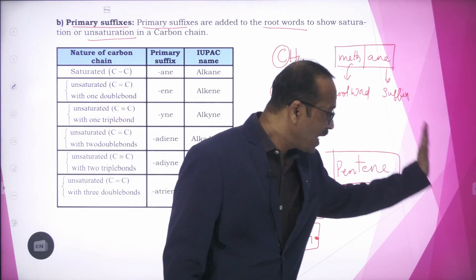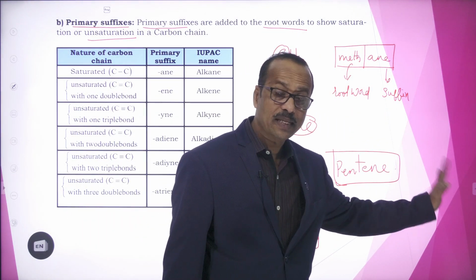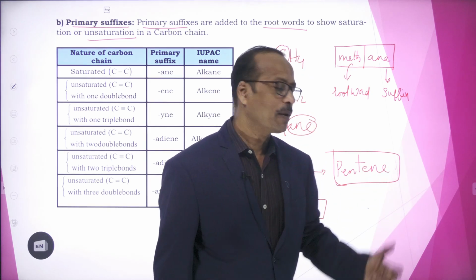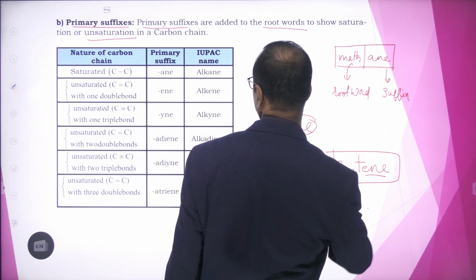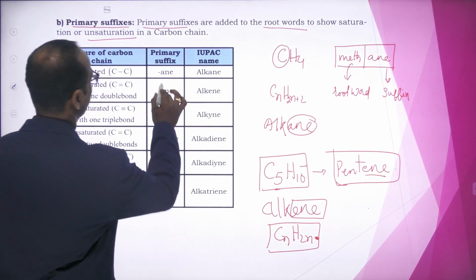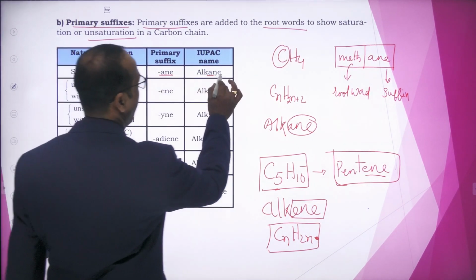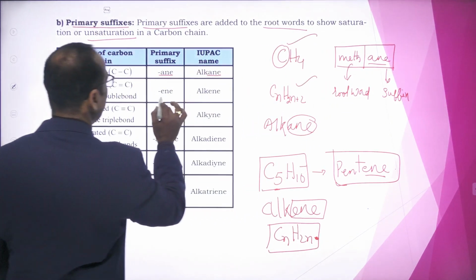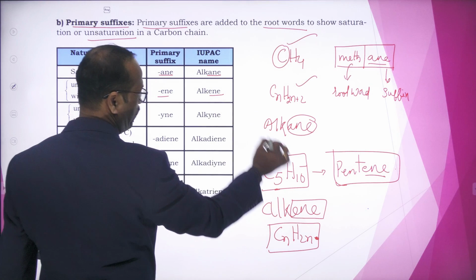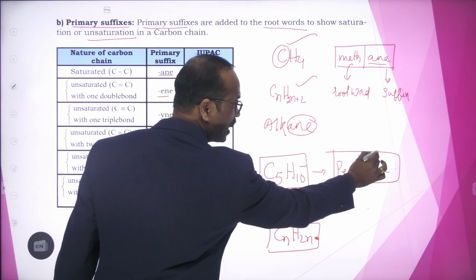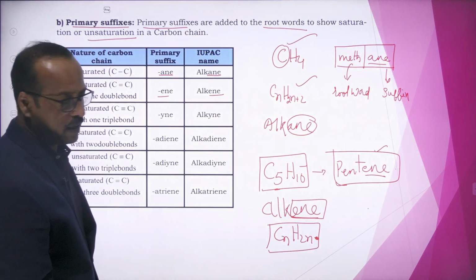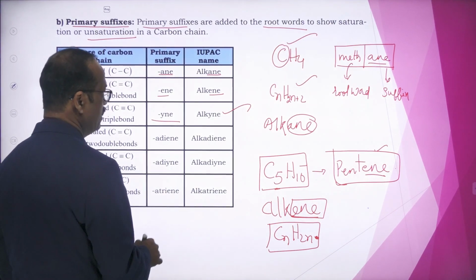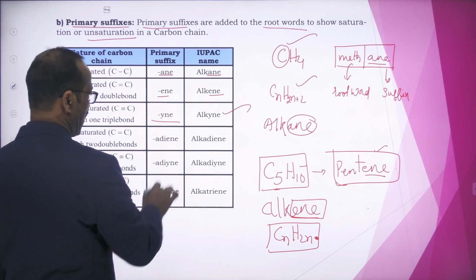But after ene, if I add some more, then that is called a secondary suffix. Now here it is a primary suffix. Ene is a primary suffix. So see here, for saturated, this is ane, ane for alkane. Ene for alkene. Ine for alkyne. Like this. So for now, these three are enough.